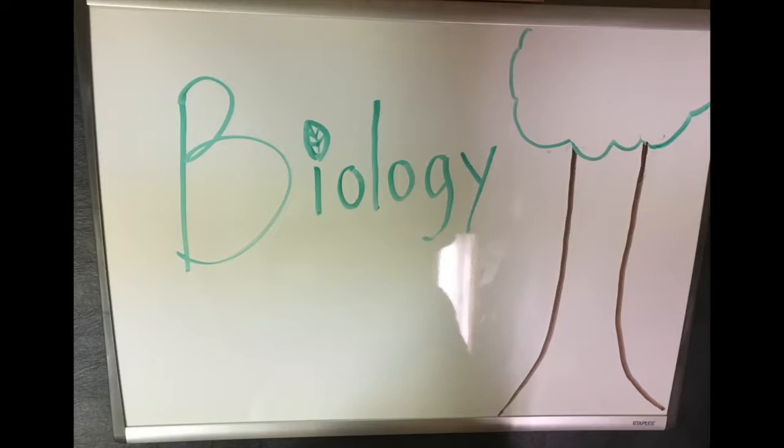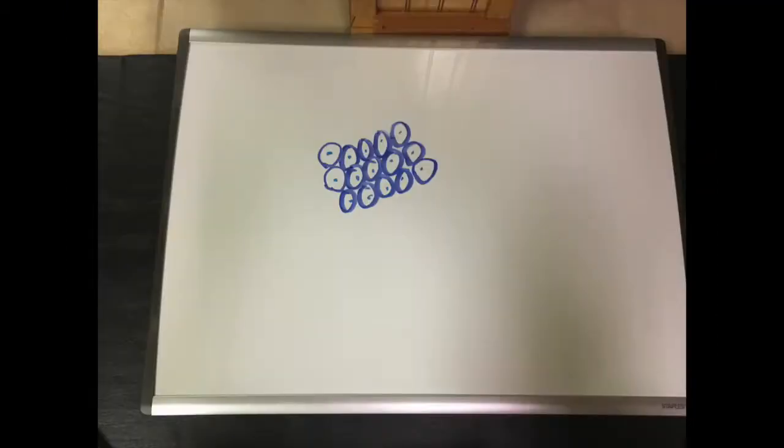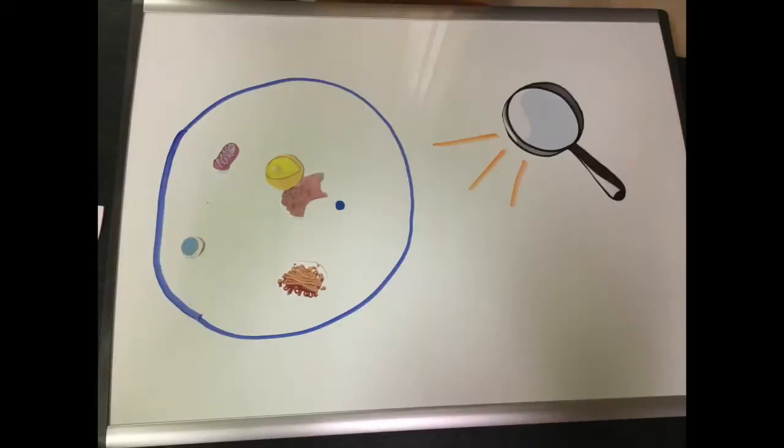Hi, today we are going to be learning about biology, more specifically, animal and plant cells, taxonomy, dichotomous keys, and plant structures. Let's start small. Cells. Every living thing is made of cells. They are the basic unit of life. And although they are small, they are very complex.